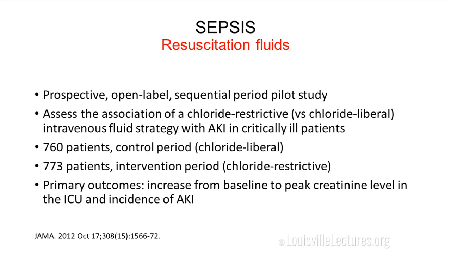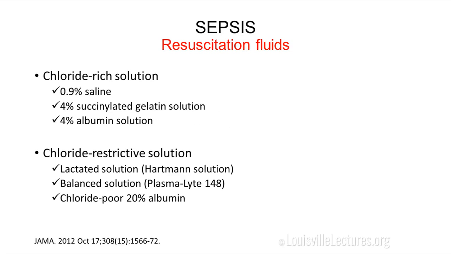So they included 760 patients in the control period, so chloride liberal, and 773 patients in the intervention period where there were chloride restrictive fluids. The primary outcome was increase from baseline to peak creatinine level in the ICU and incidence of acute kidney injury. So what is a chloride-rich solution? Chloride-rich solutions would be saline, normal saline, 4% gelatin solution and 4% albumin solution. And what would be a chloride-restrictive solution? That would be lactated Ringer's, the balanced solution Plasma-Lyte, and chloride-poor 20% albumin.